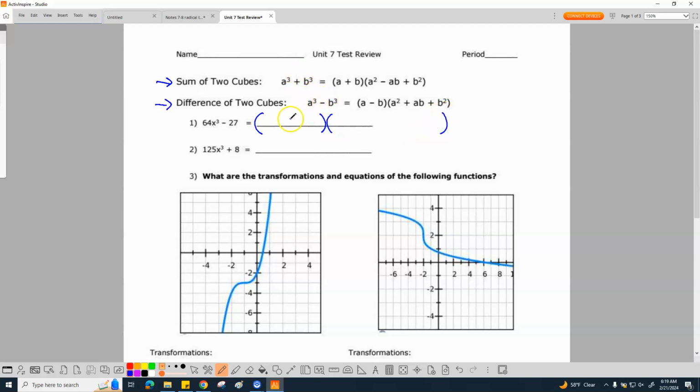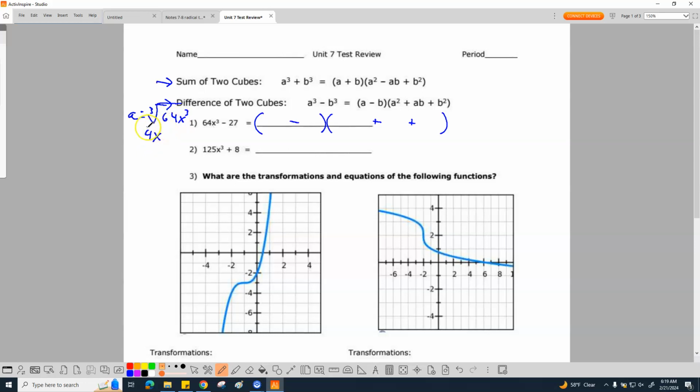So there's the minus sign right there. I'm going to follow this. It goes minus and then plus plus. And then that's what I have there. So for my A, A equals the cube root of this 64x cubed. I have to take the cube root of both. The cube root of x cubed is x, and the cube root of 64 is 4. So it comes out to 4x.